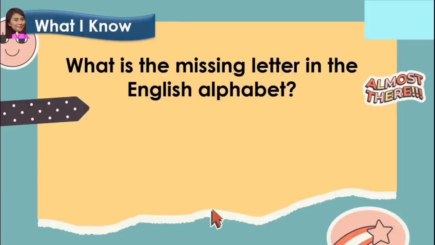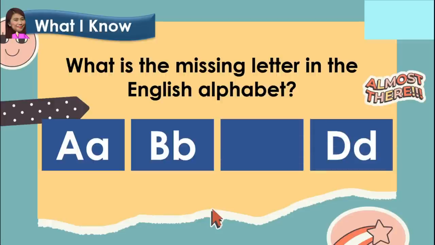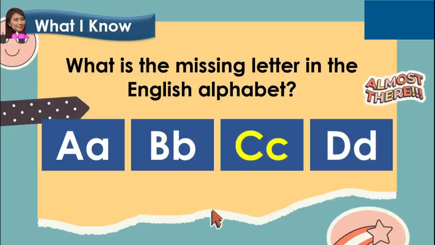Before we proceed to our lesson, let's try to answer this activity. What is the missing letter in the English alphabet? A, B, blank, D. What is the missing letter? Type now your answer in the comment box. And the correct answer is letter C. A, B, C, D.